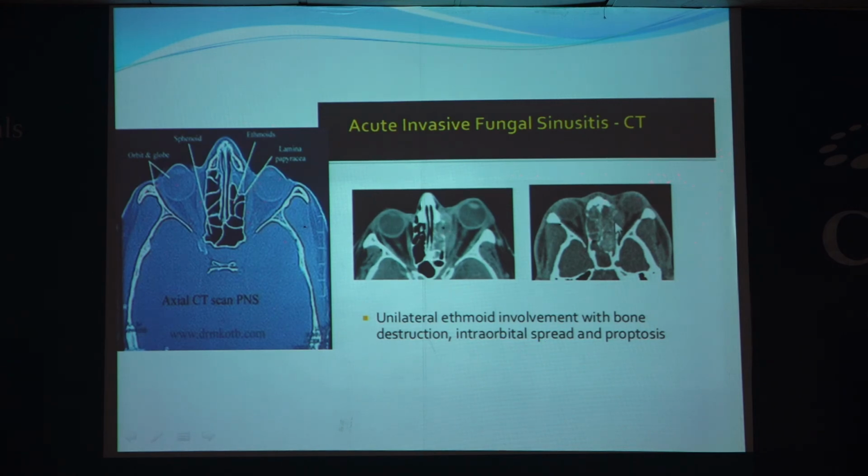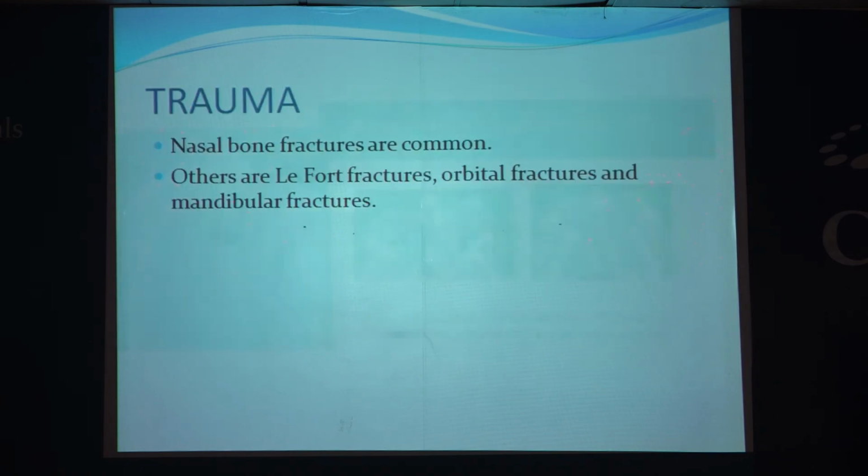This is the lamina papyracea that's forming the medial wall of the orbit, and this soft tissue is extending into the orbit. That is causing proptosis of the left eyeball, and there are some hyperdense areas within it. So this is a case of fungal sinusitis that is causing bone destruction with intraorbital spread and causing proptosis.